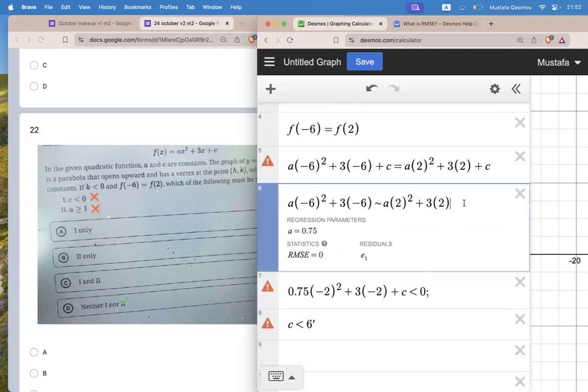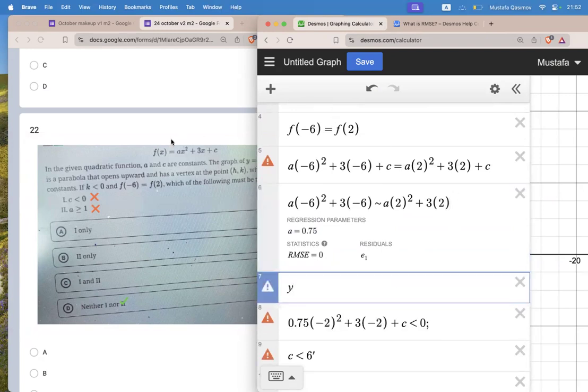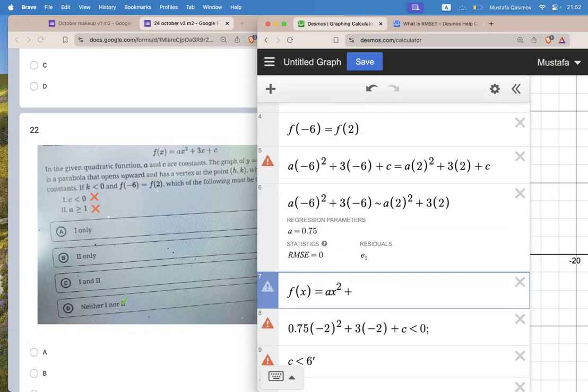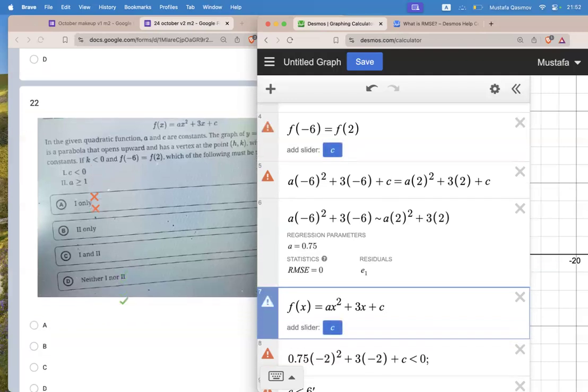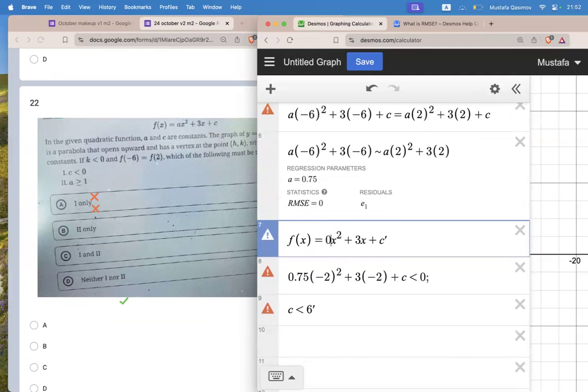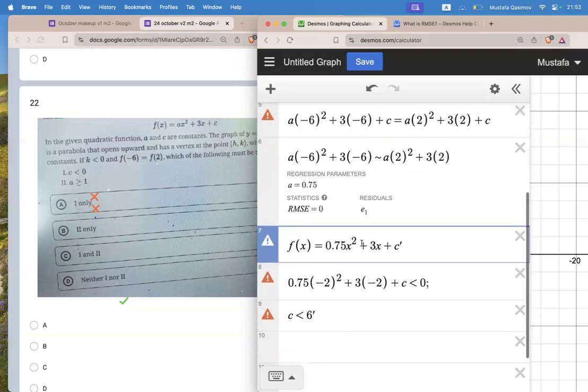Here we write it like this. F of x, let's say, is equal to ax squared plus 3x plus c. Okay. Then we write 0.75 instead of a. Here you have to find the value of the vertex again, but there's a problem like that.